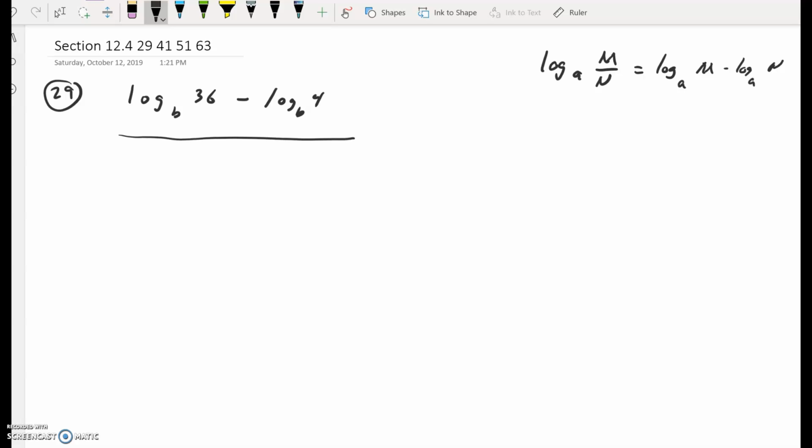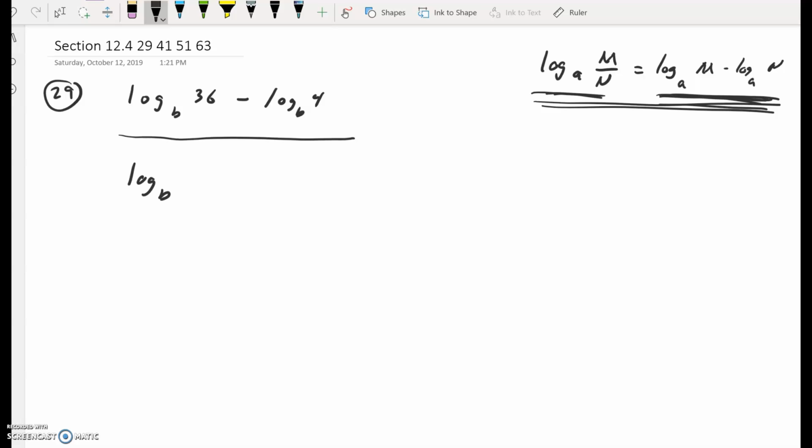We're asked to rewrite this quantity using this property of logarithms. This property of logarithms is true as long as m and n are positive numbers and a does not equal 1. So in this particular problem, instead of a base a, we have a base b. But we can see what this says. We have something in problem 29 that looks like this, and we need to rewrite it as something like this.